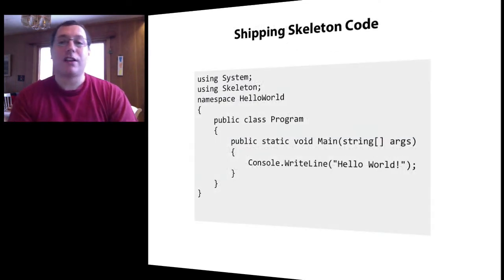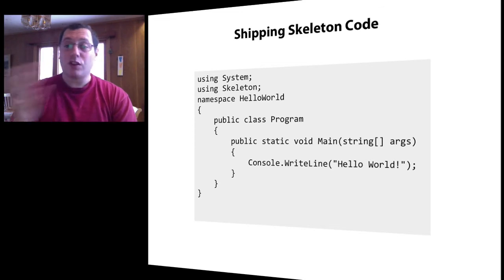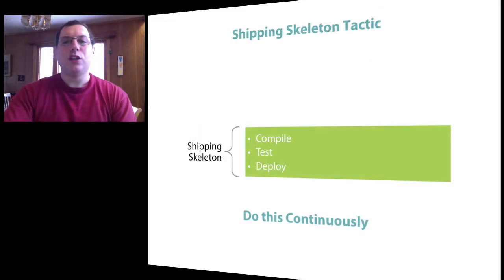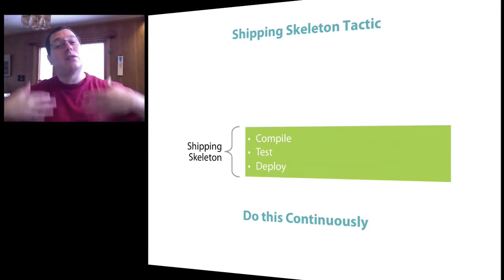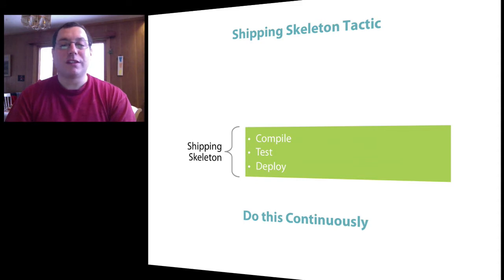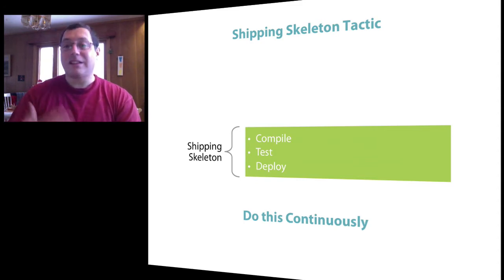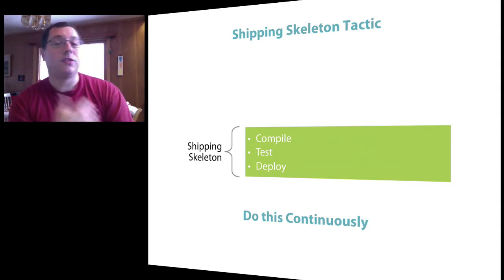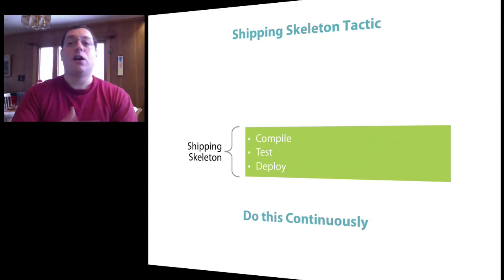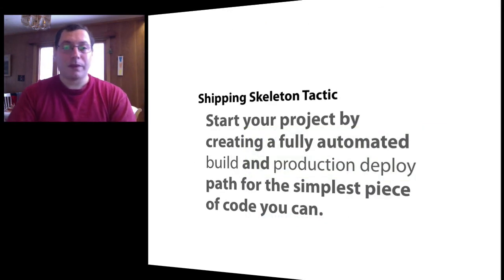So here's an example. You can just have a shipping skeleton code, which would just say console write line hello world, and you would then take that and run it through an automated build system, a continuous delivery system that compiles it, tests it, and deploys it. And it could deploy it to test servers, production servers, staging servers, hopefully all of the above.